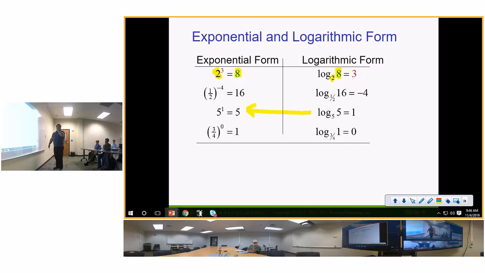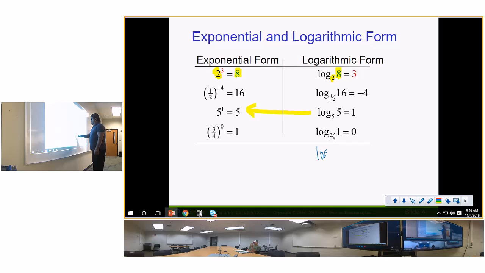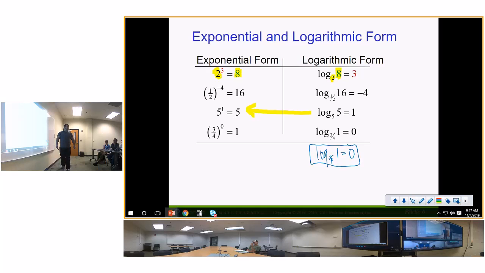Of course, anything to the 0 power is what? 1. But this right here, you don't memorize this. You memorize this because anything to the 0 power is 1. That's pretty simple. But that log base 3/4 of 1 is equal to 0. The log of 1 doesn't matter. That's a property that's on that sheet. Log base any number of 1 is equal to 0. So it doesn't matter what the base is. Log of 1 is always 0. So that's where that comes from.